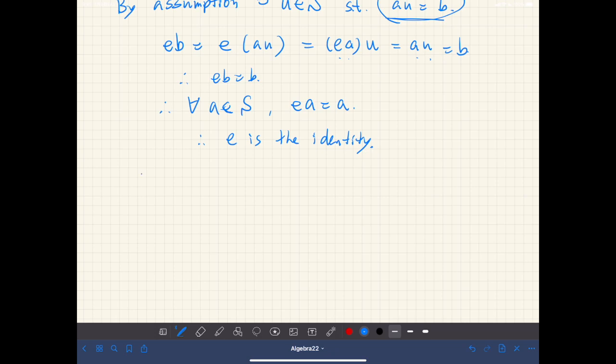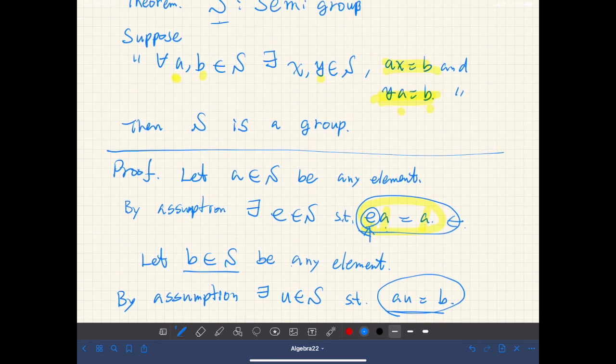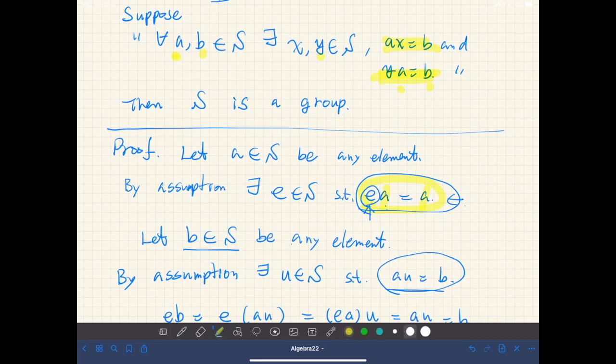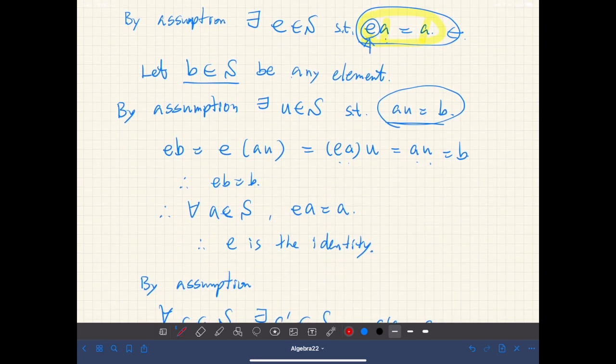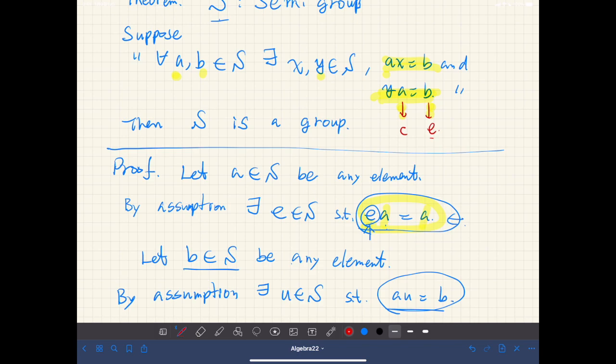So by assumption, for all elements C in S, there exists C prime such that C prime C is equal to E. So in this case, let's see, we used this A and B to be C and E. Okay, we put this A as C and this B as E. Okay, E is the identity element we have just got. So C can be any element. E is some unique element.